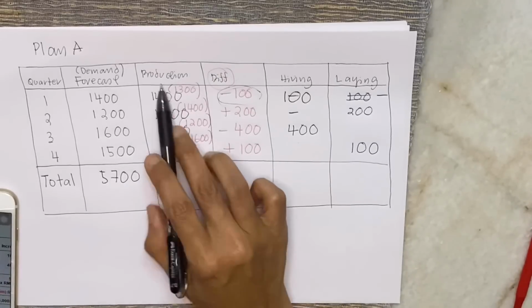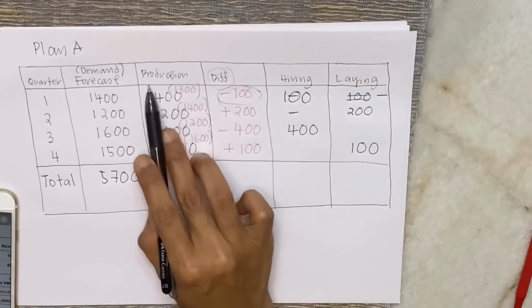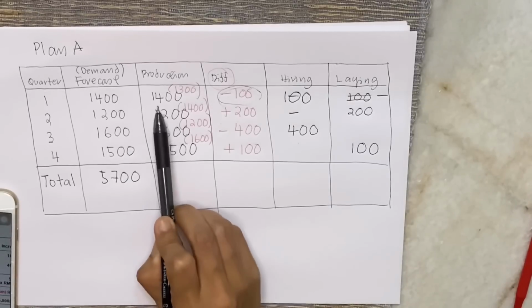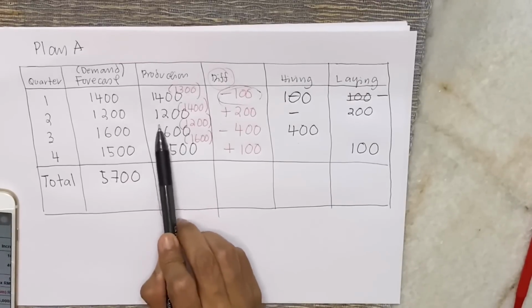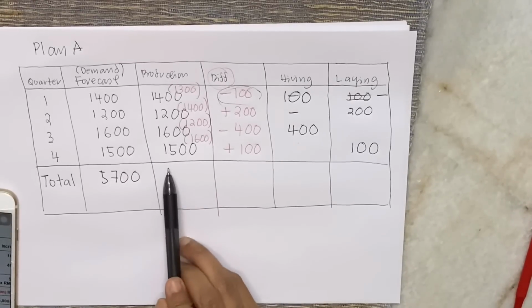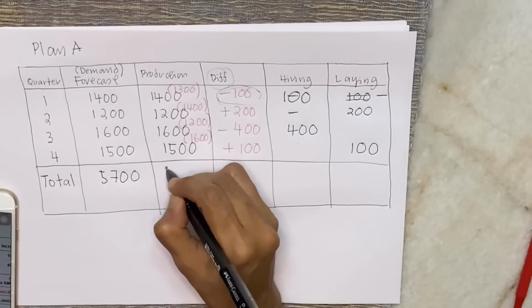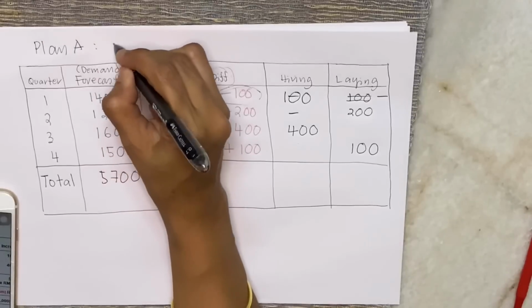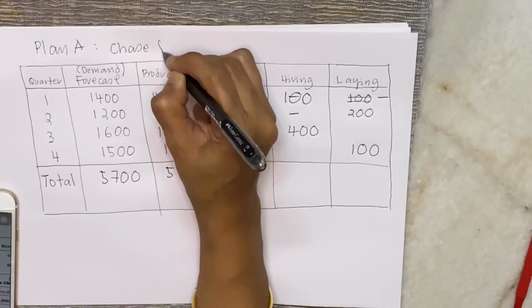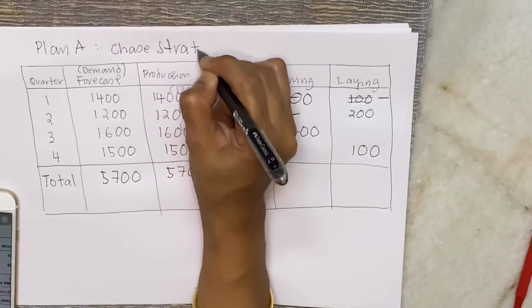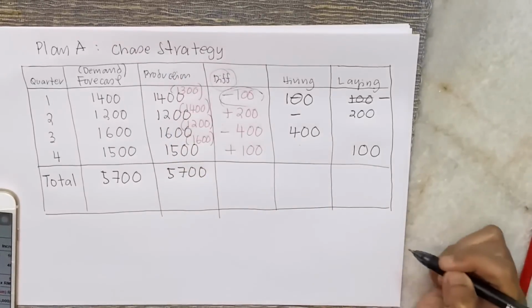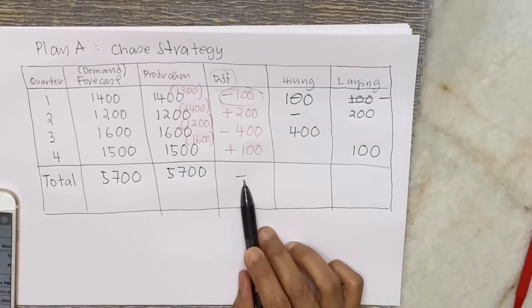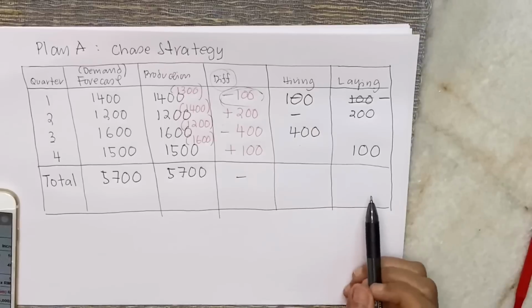Okay, in this case, in the production, what you have to do is sum up this amount. You have to sum up the black written amount, not the red one, the black one, and it should be the same with the demand. Why should it be the same? Because we are talking about the chase strategy. The amount should be similar between the forecast and the production. Nothing is going to be summed up here because it shows only the difference.